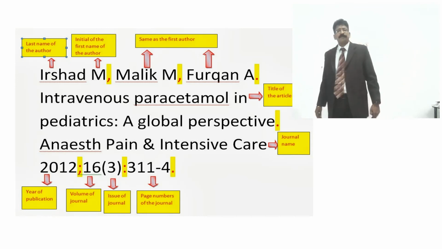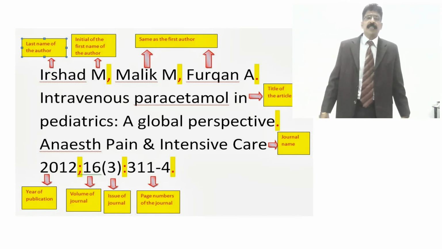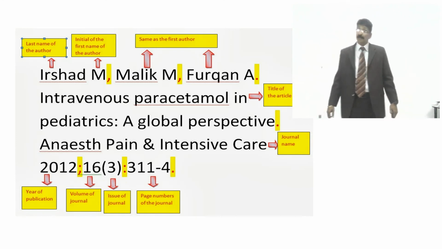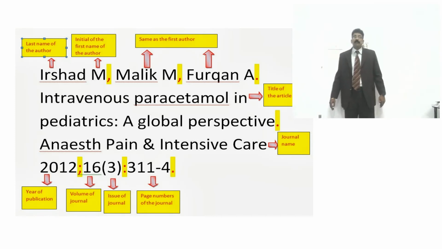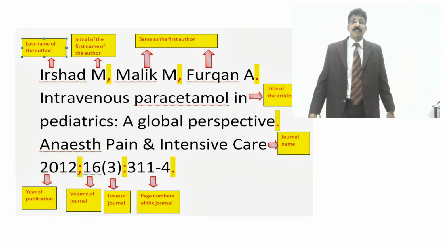Year of publication, and the volume of the journal is mentioned, and the issue of the journal. Volume of the journal is 16 and issue is 3, and sometimes they will have 3 issues, 4 issues in a year, and the page numbers are also present in this journal.